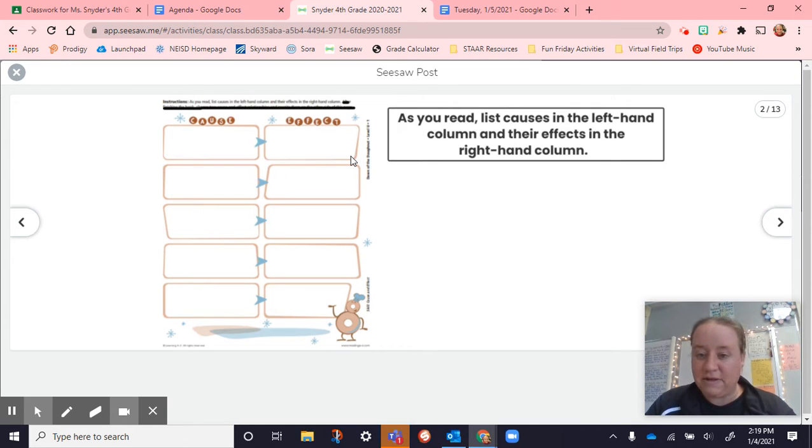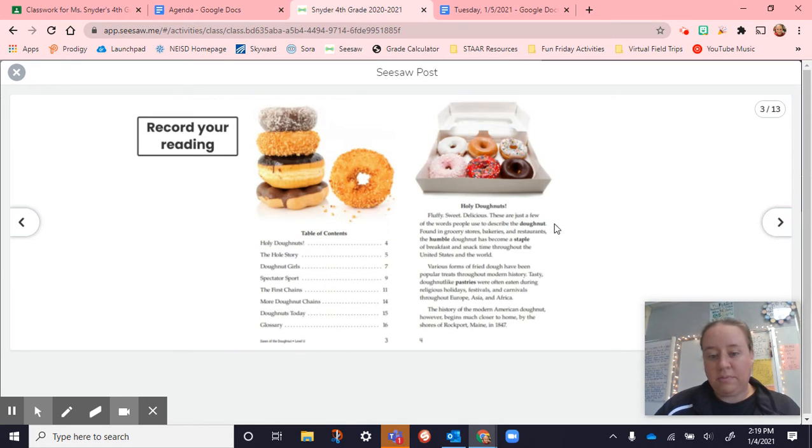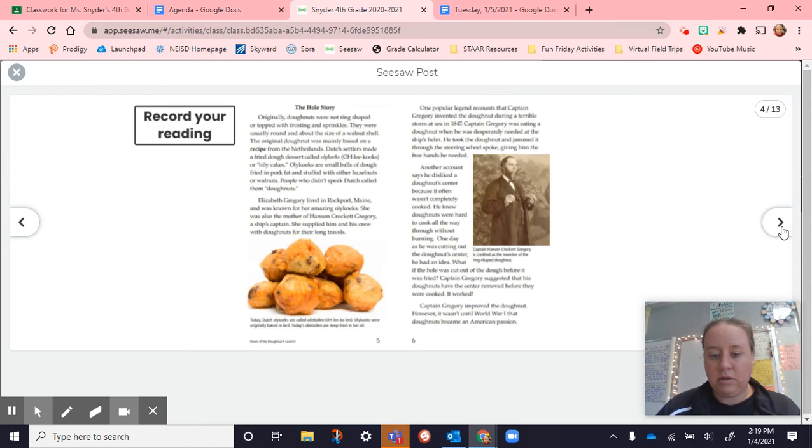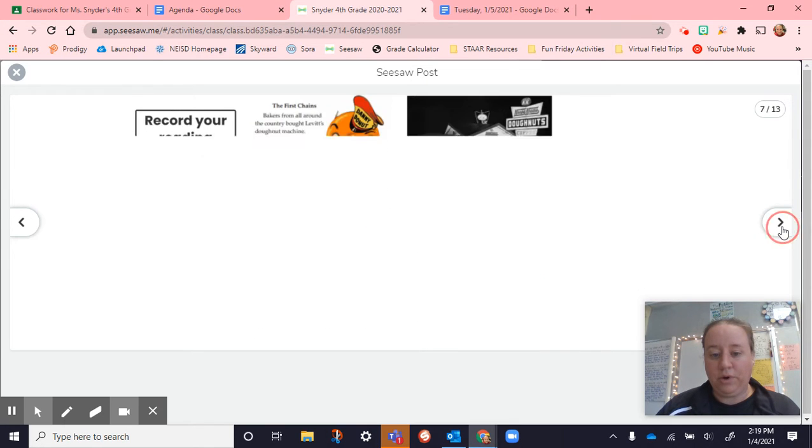We've talked about it several times in previous weeks as well. Cause, something happens. Effect, what's going to happen after that. So as you're reading, you're looking for those causes and then the things that follow. And you're going to put those here. Then the part where you're reading, make sure you're recording. I want to hear you reading the story. So each page that says that needs its own recording.